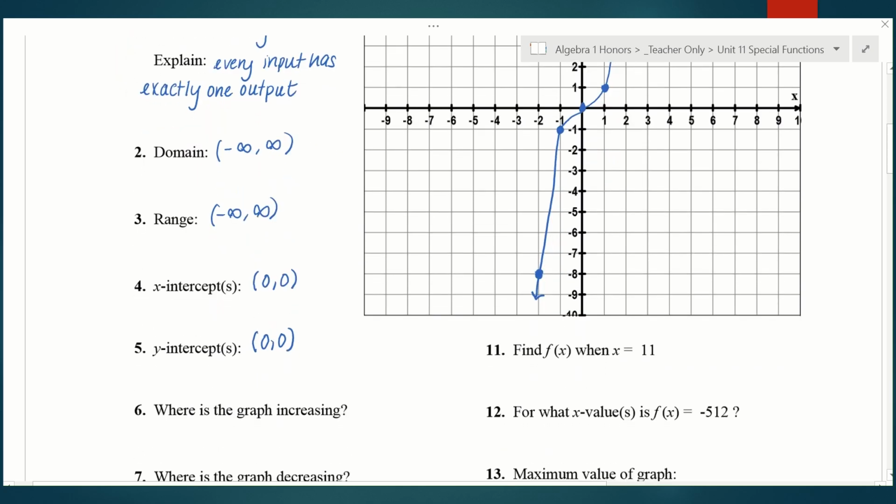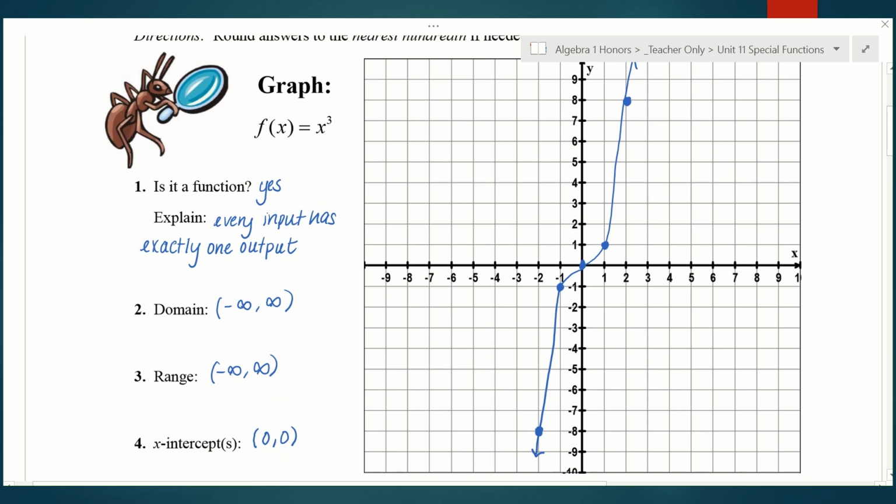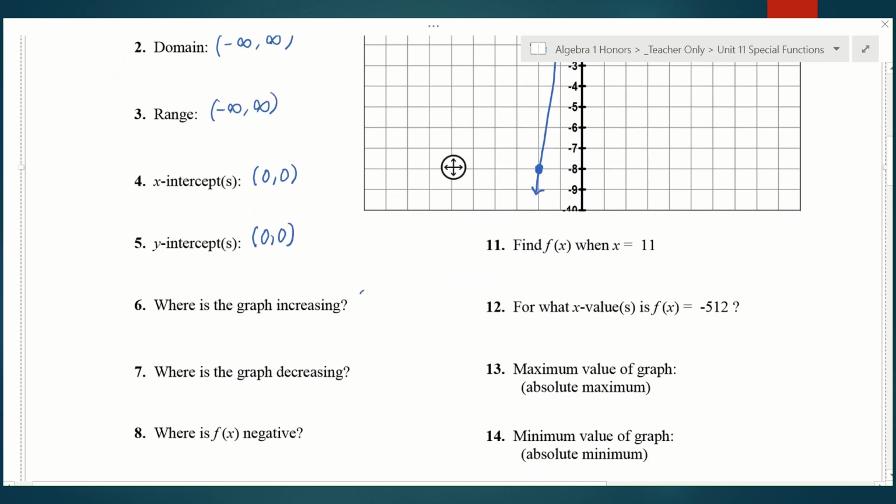Where is the graph increasing? Okay, so remember we read our graphs from left to right. And so if I take my finger and I follow my graph from left to right, we are always increasing. So it's increasing everywhere from -infinity to +infinity, which means it's never decreasing. So if I trace that function with my finger, my function is never going down. Okay, it's always going up. So where is it decreasing? We would say never.